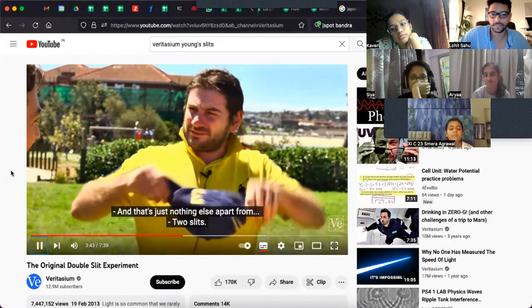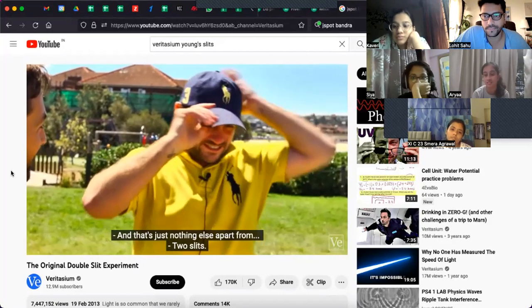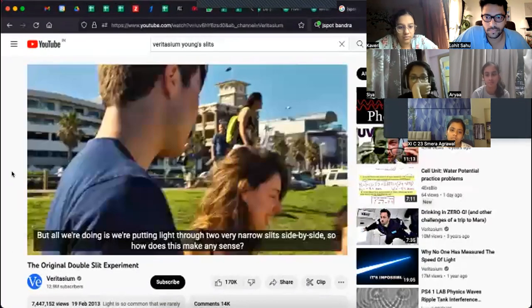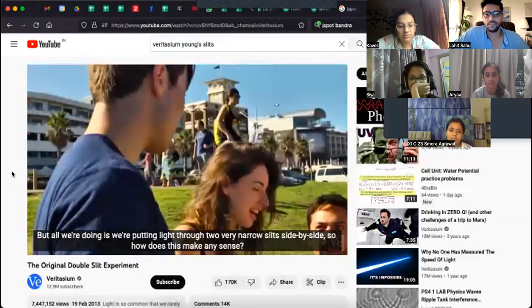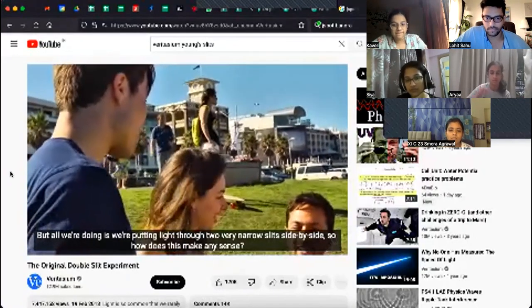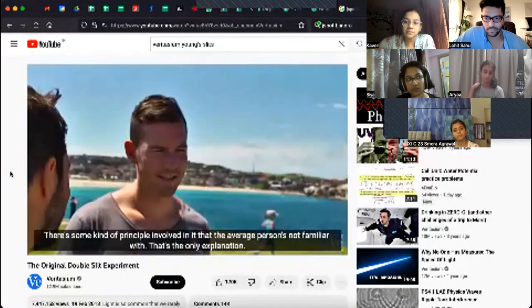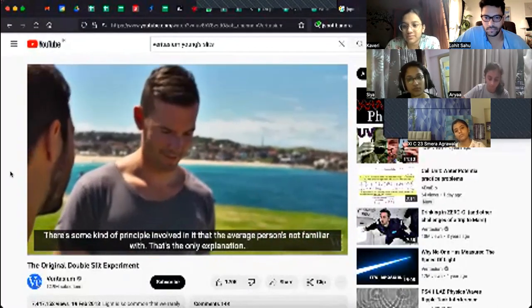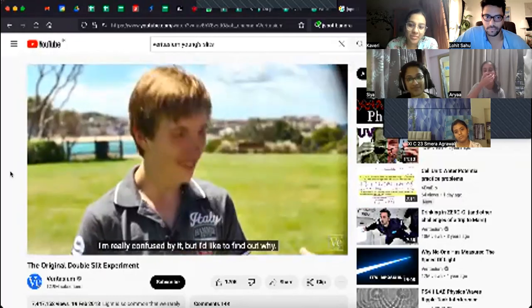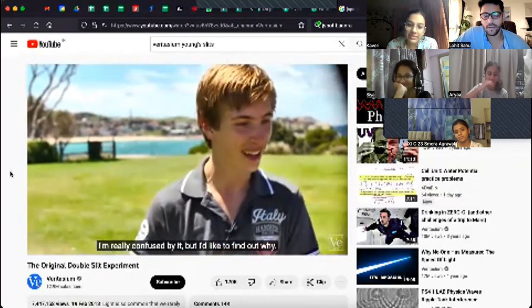Nothing else apart from two slits. That's incredible. But all we're doing is we're putting a light through two very narrow slits side by side. So how does this make any sense? There's some kind of principle involved there that the average person is not familiar with. That's the only explanation. No, I'm really confused by it, but I'd like to find out why.